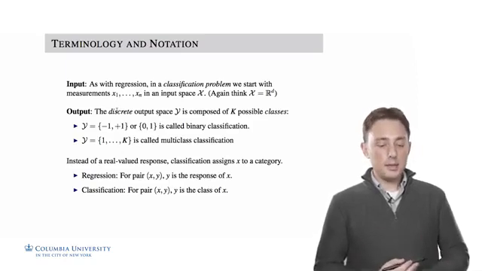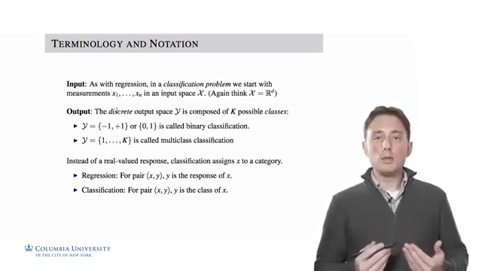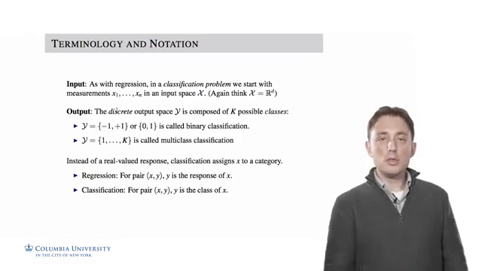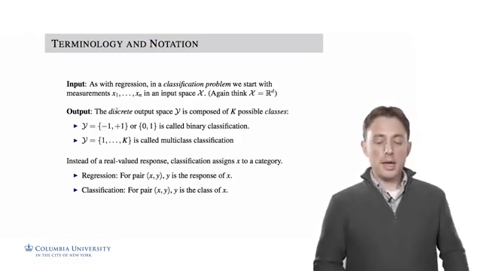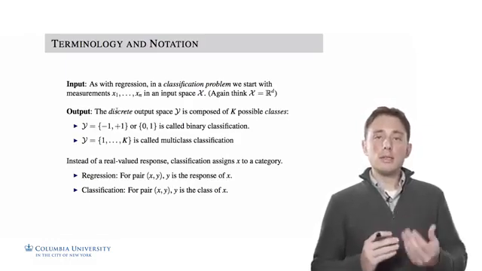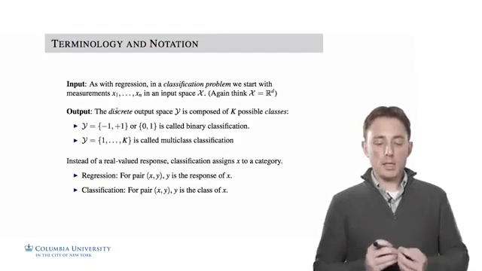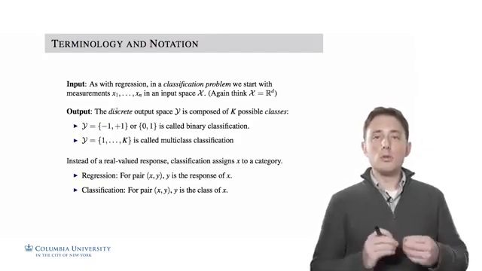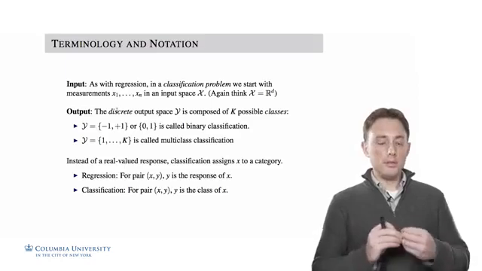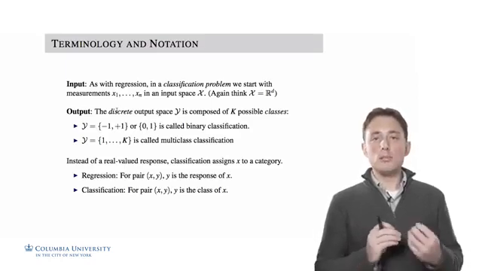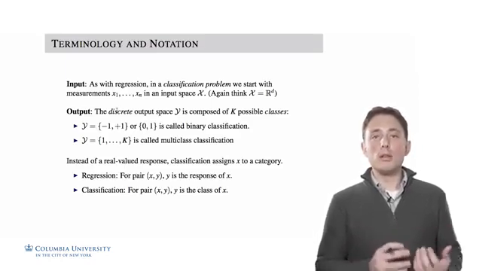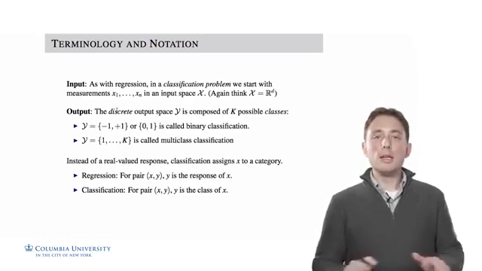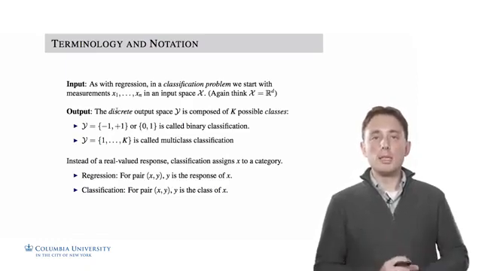Except in this case, the y associated with an x is from some discrete output space that assigns x to one of k possible classes. So there's no relationship between the numbers. If the class is 1 versus 2, that doesn't mean the second class is 1 greater than the first class. There's just an indicator of a group that x belongs to.